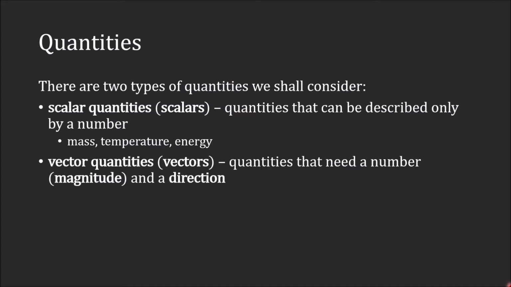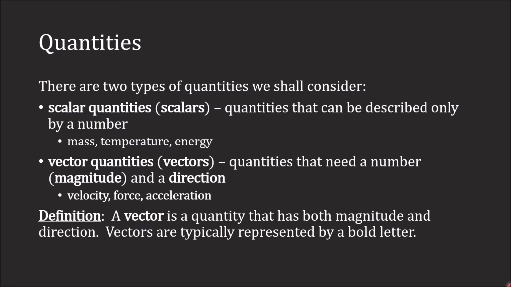We also have vector quantities, or just vectors. These are quantities that need both a number, called a magnitude, and a direction. Examples of vectors: velocity, force, and acceleration. So a vector is simply a quantity that has both magnitude and direction.